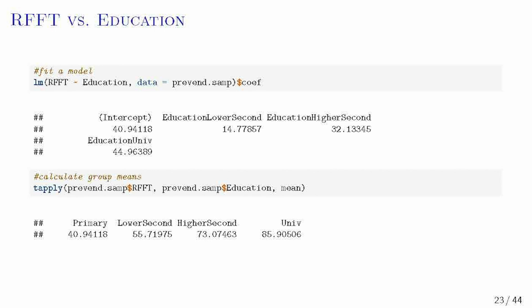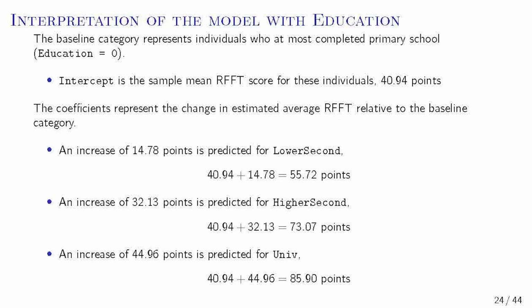Now we do this again and again. The education higher second is 32 greater than primary. So we see 40.94 again plus 32.13, and we're going to get something in the neighborhood of 73. And university education, almost 45 points higher. Again, 40.94 plus almost 45 points.